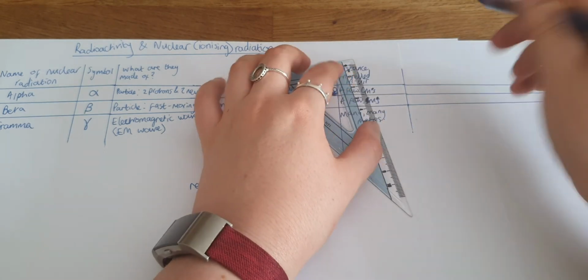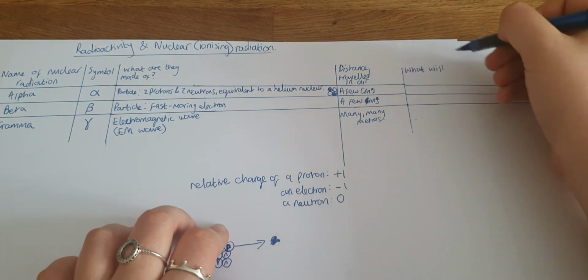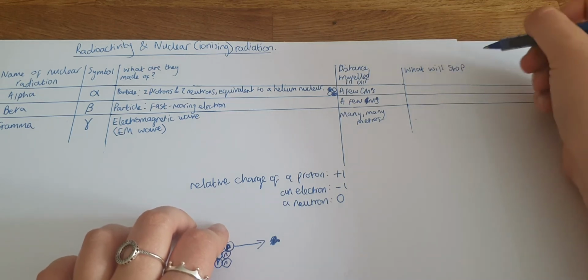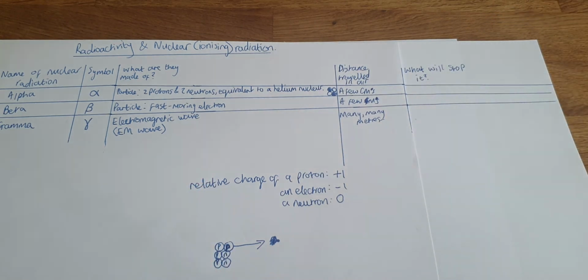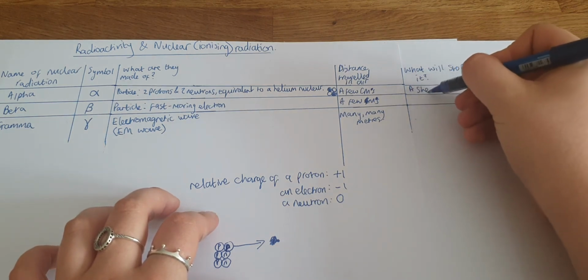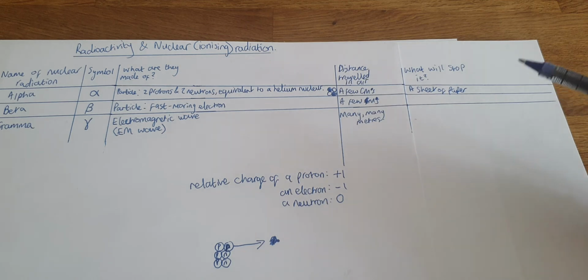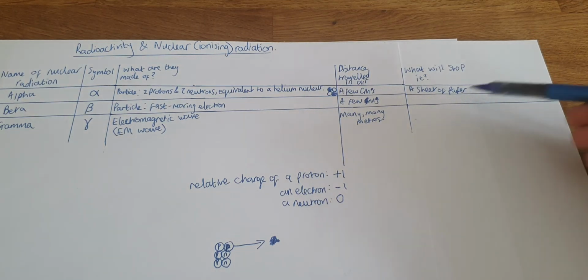Let's just mark the end of the paper like that. So this next column is what will stop it. Alpha radiation is stopped by a sheet of paper. But yes, a sheet of paper stops it. Does that mean a bit of metal won't stop it because it's paper that is needed to stop it? No. Obviously, if paper can stop it, then something thicker than paper can also stop it, okay? So what will stop it? A sheet of paper and anything thicker.